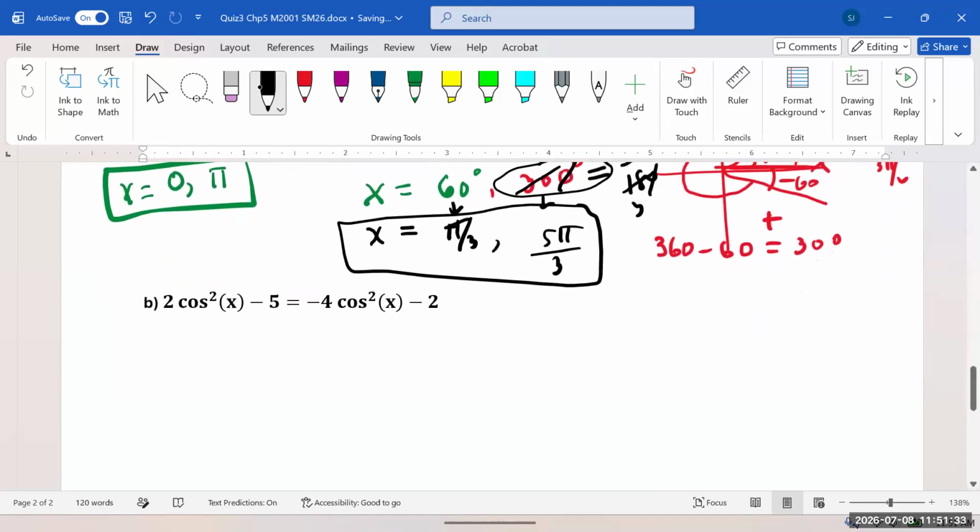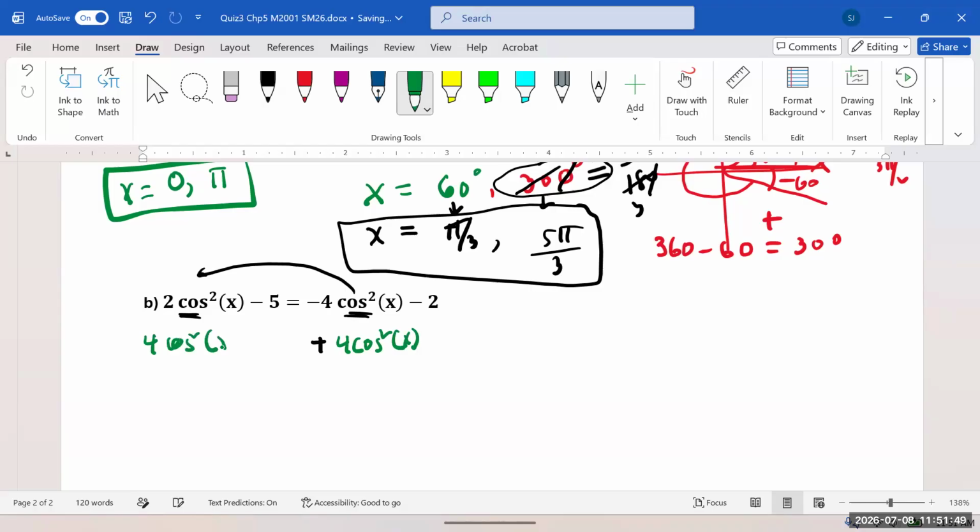Okay, the next one. Since you see cosine, that means we have to bring them together. So we add, let me change the color. We add 4 cosine squared x, 4 cosine squared x. That means we don't need this 5, so we add 5 to both sides. So we have 6 cosine squared x equals 3. So cosine squared x is 3 divided by 6, which is 1/2.